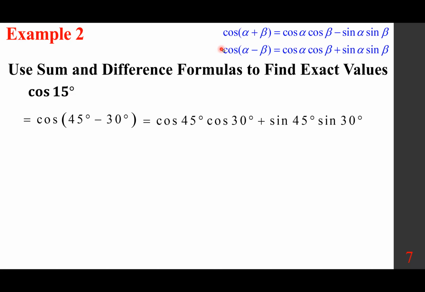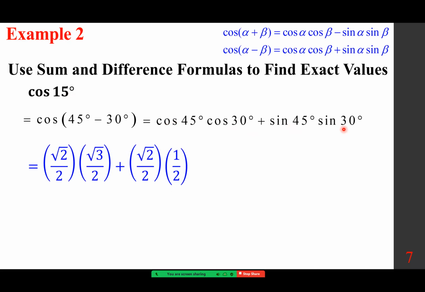Again, all of them common arcs. This is square root of 2 over 2. This is square root of 3 over 2. This is square root of 2 over 2. And this is 1/2. Again, this has a denominator 4. This has the same denominator 4. These two, the product is square root of 6. This one is square root of 2. So plus sign. And that's the final answer.